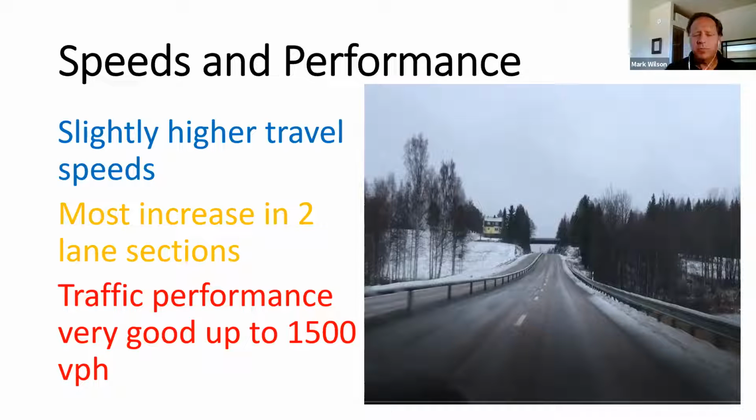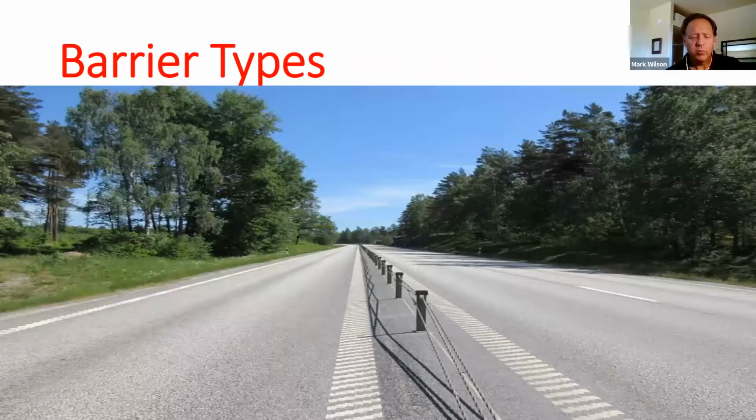There's been various barrier types used on 2+1 roads. And this picture I took in southern Sweden of a wire rope barrier that sits in the 1.5 meter median reserve. And this one is a version which crosses from side to side on the posts. And also note the rumble strip on either side of the median reserve, which warns the drivers should they get a little bit too close to it.